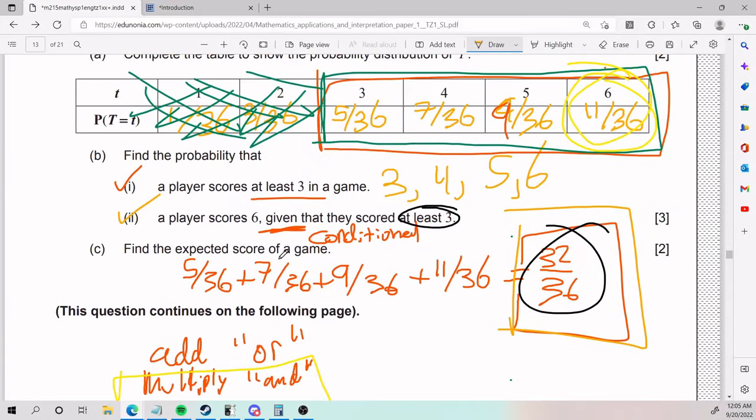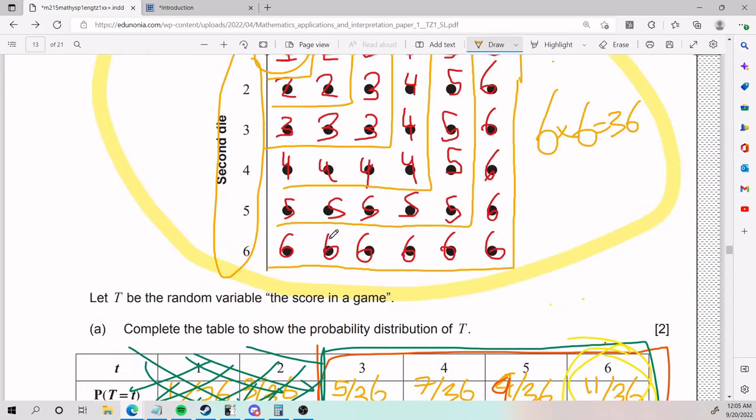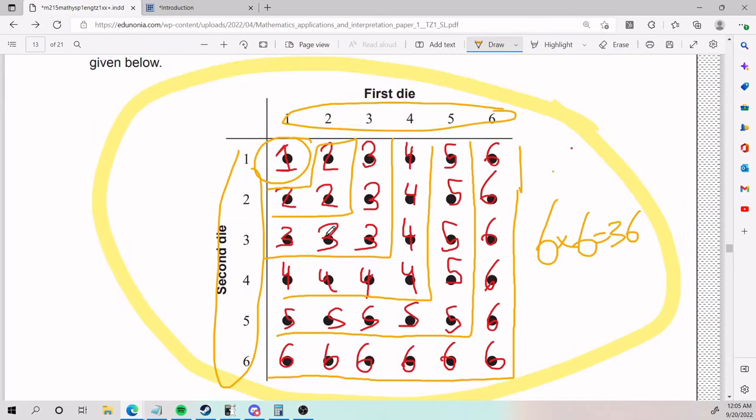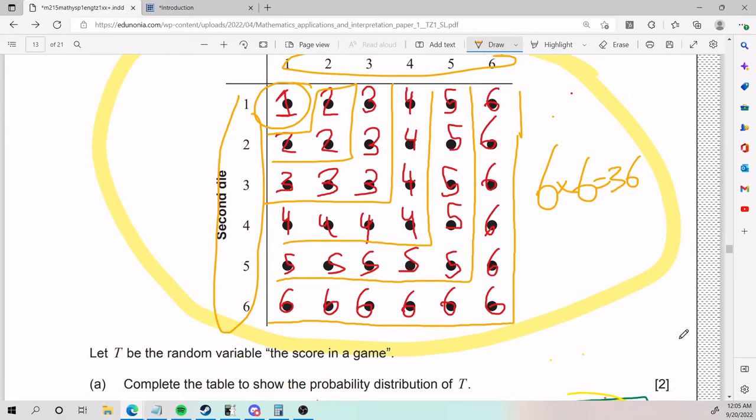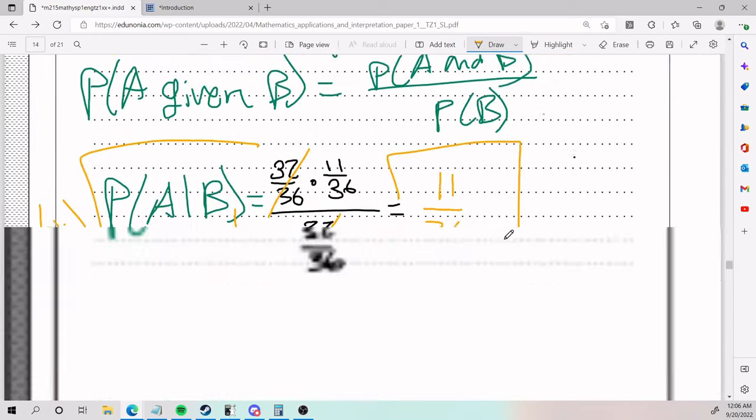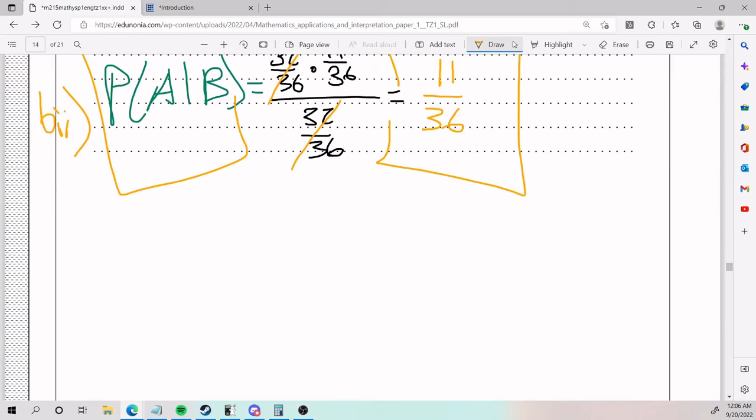Finally, part C, find the expected score of the game. So the expected score is a little bit more weird, see? It kind of has to do with how many ones you have, how many twos you have, how many threes you have, how many fours, fives, and six, and the probability of each of these in a way, ¿cierto? I know it sounds kind of weird, it's hard to explain, but let's follow the formula and it'll make more sense. See?